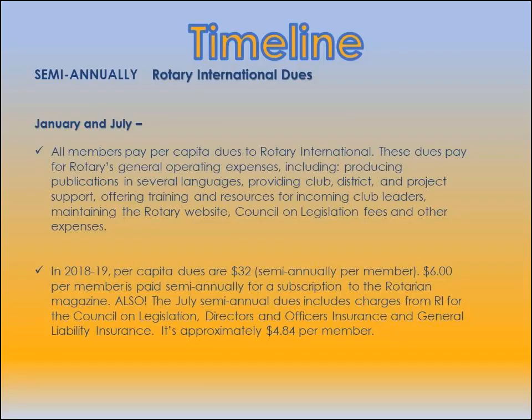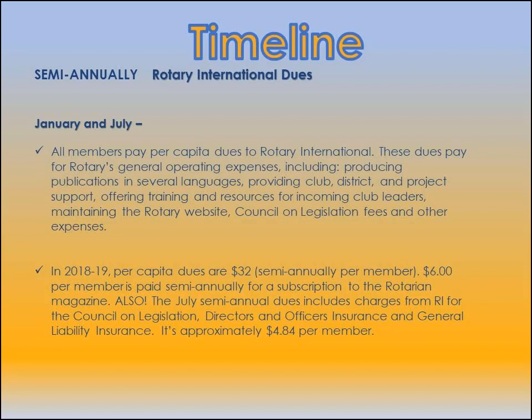January and July are two important months in the life of the club treasurer. The Rotary International dues is to be paid in each of these months. You and the club secretary will receive an invoice from Rotary International indicating the amount due from your club. It is your responsibility to work with the club secretary to review that invoice and dispute any inaccuracies. Currently, the charge is about $32 per member for the 6-month period. Rotary International dues includes a subscription to the Rotarian magazine for each member of your club.